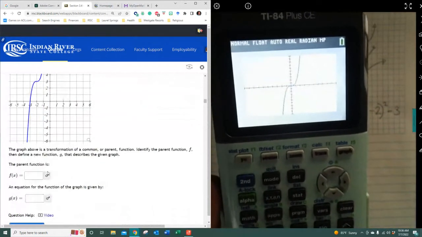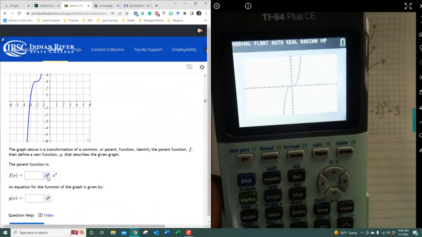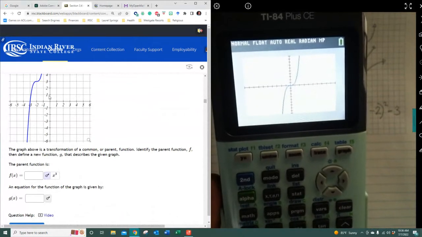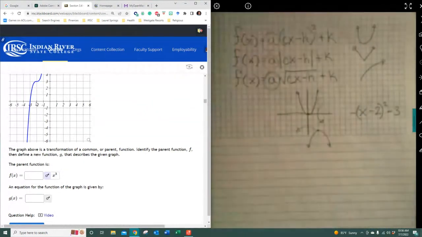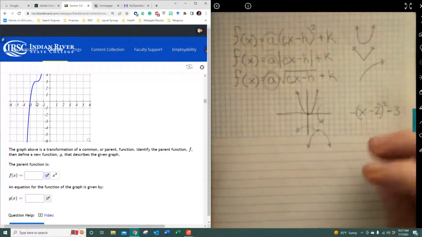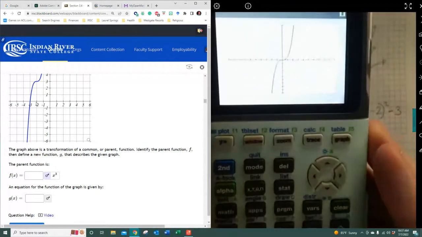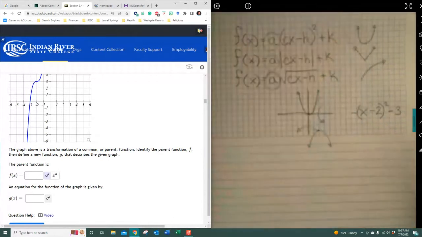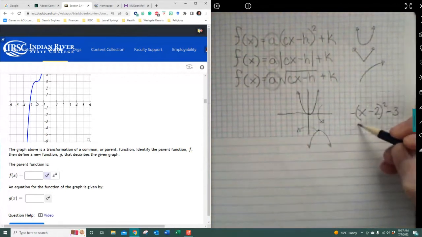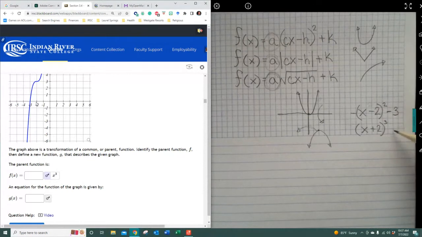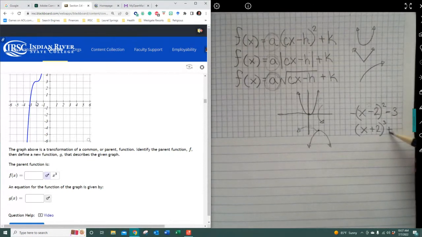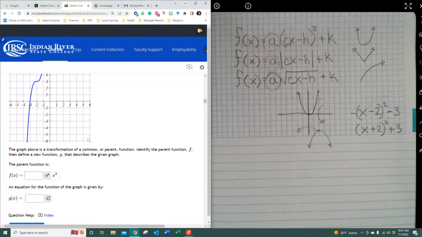Okay. So the parent function of this is the cubic function. All right. Now this thing went up 3 units, but also went to the left 2 units. So the function looks like it didn't get reflected, right? It didn't get reflected over the x-axis, nor did it get reflected over the y-axis. So then the function looks like, well, it's no negatives, so it moved 2 units to the left, so that's going to be that. But then look at this, I put a 3 there, and then it moved up 3 units, so it's going to be positive 3. So there's our function for that one.